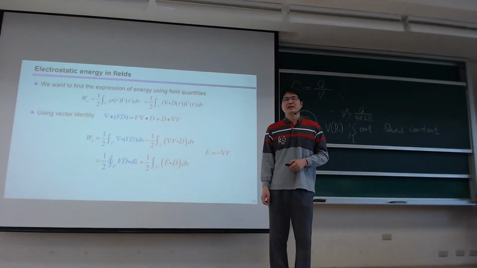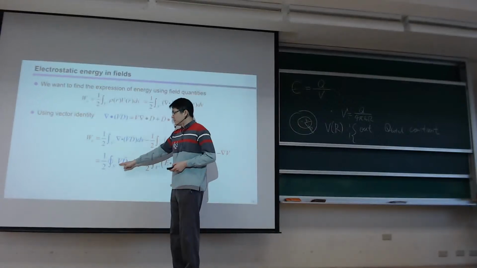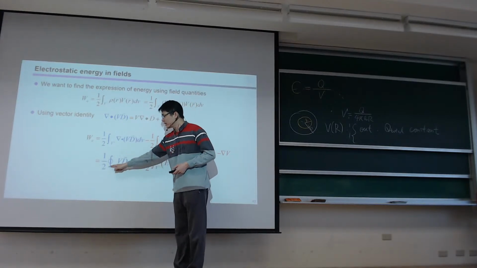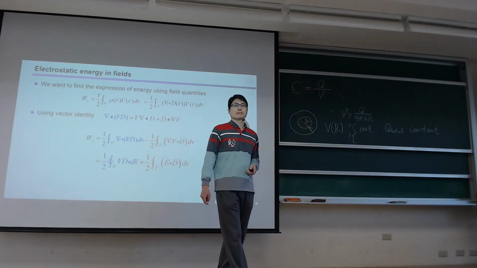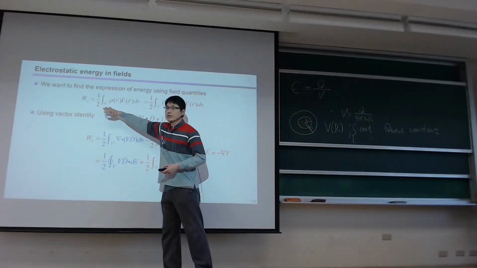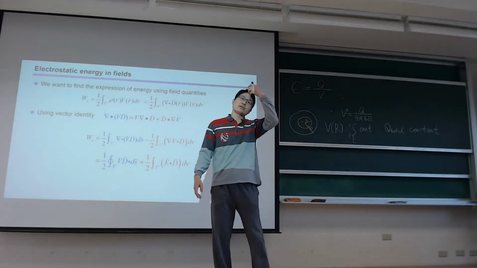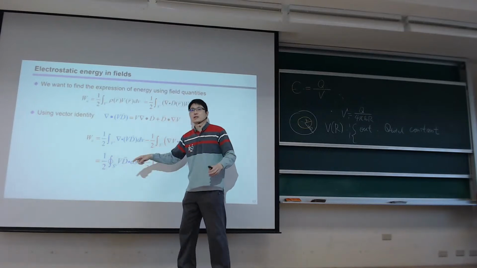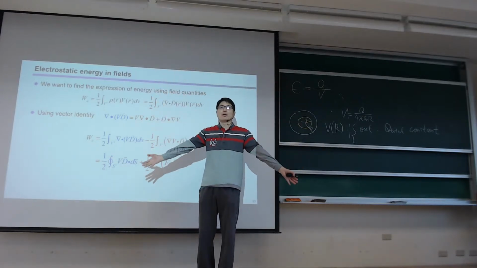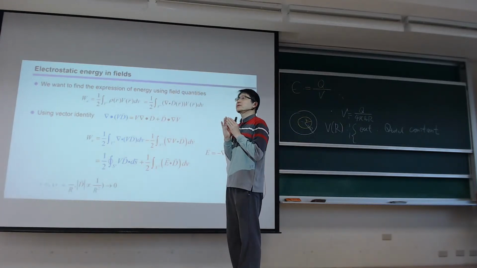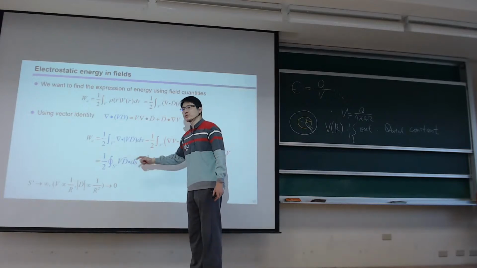The first contribution is the potential multiplied by the vector field flux density, but now with a closed surface integration. Initially, in our volume integration, this integration goes to infinity, right? So now this closed surface integration is performing an integration over a sphere with infinite radius. Let me try to convince you: the first term goes to 0.